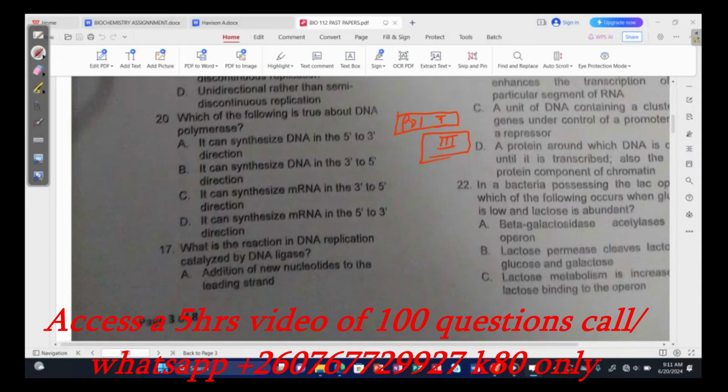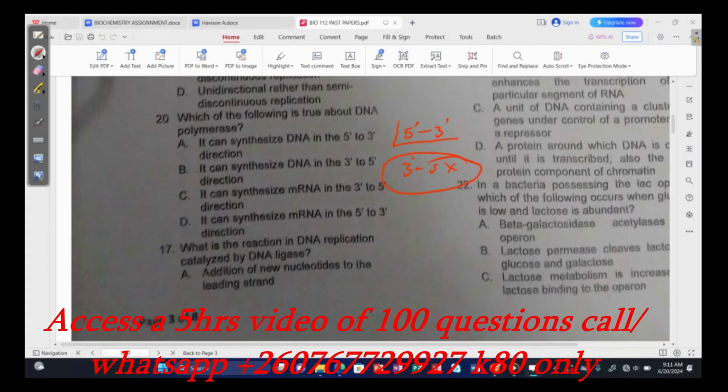So if we look at this question, it has to do with direction. So this has to be polymerase 3. So we're going to discuss polymerase 3. Polymerase 3 is an enzyme which adds nucleotides to the new growing strand. But one thing about it is that it can only add nucleotides in the 5 to 3 direction and not 3 to 5. So it doesn't work in this direction.